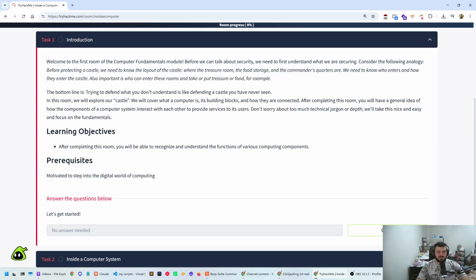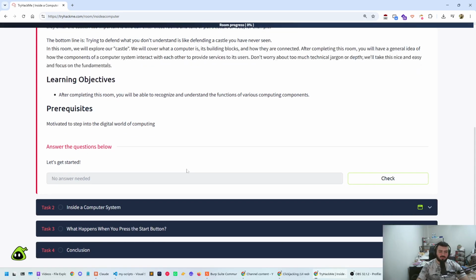Our learning objectives: after completing this room, you'll be able to recognize and understand the functions of various computer components. Motivated to step into the digital world of computing? Prerequisites. Cool. Let's get into it.